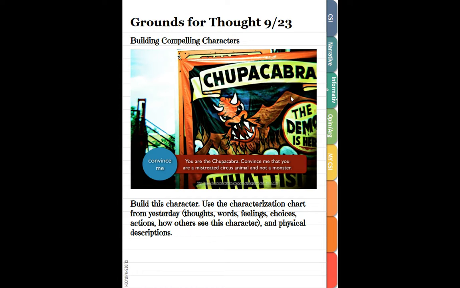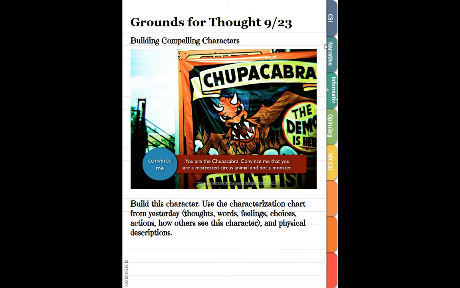We know a lot about them, from their thoughts, words, feelings, choices, actions, and how other people react towards them, as well as their physical descriptions. When we include all of those things, we have a well-rounded character that we can relate to, that we can visualize, we can sympathize with, and that are really worth reading about.